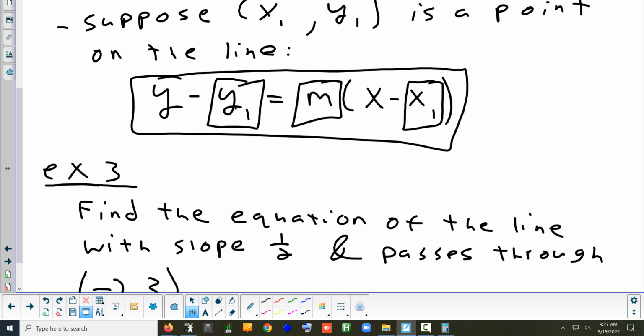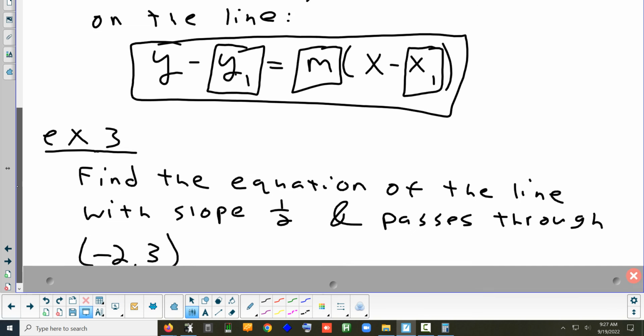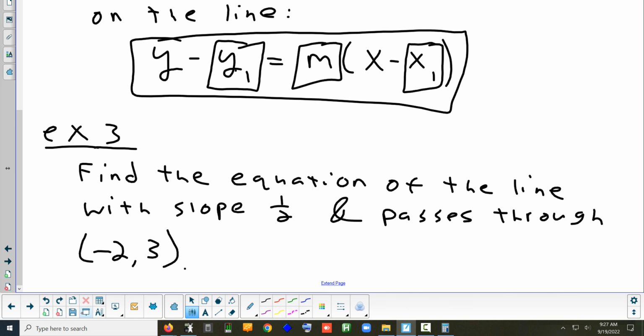So they want us to find the equation of a line that has a slope of 1/2. And not only does my line have to have a slope of 1/2, it has to pass through the point -2, 3. All right, so what I'm going to do first, kind of like what I do in the quadratic formula off to the side, I'm just going to identify what my 3 letters are. x1, y1, and m.